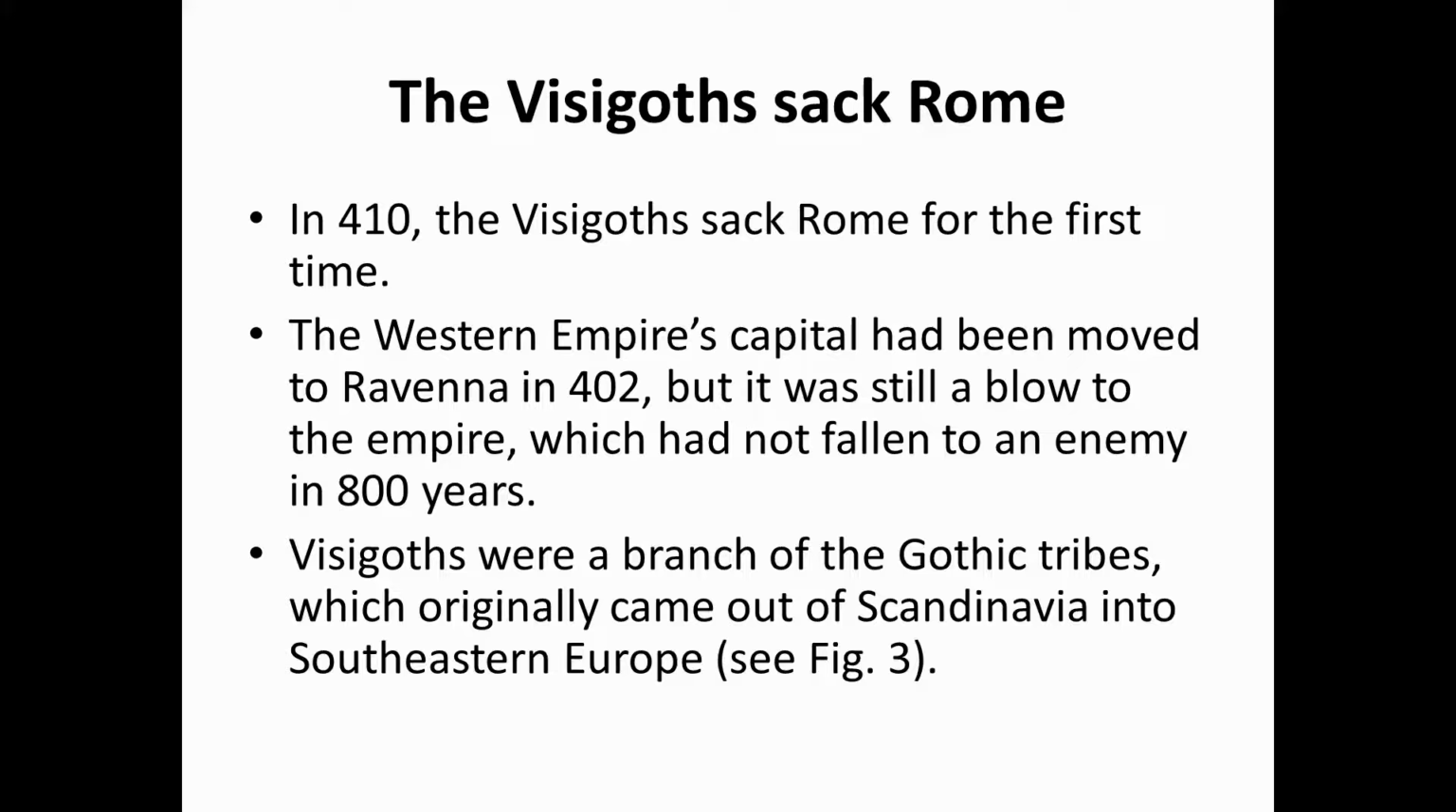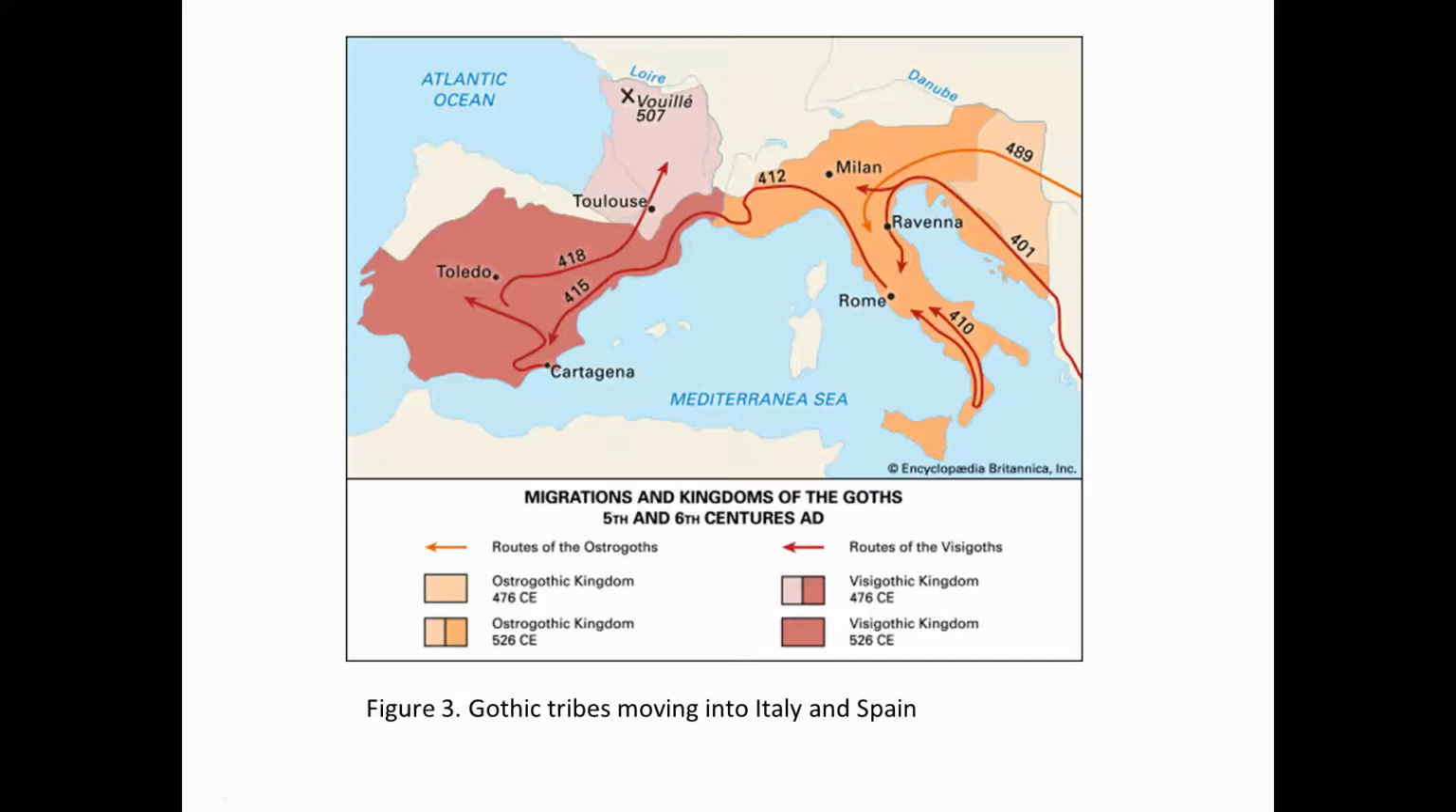In 410, the Visigoths sack Rome for the first time. They were a branch of Gothic tribes, which, as far as we can tell, originally came out of Scandinavia and spread down into southeastern Europe. And again, in figure 3 here, we can see where they spread. Around 410, Rome was no longer the capital, Ravenna was, but still it was quite a crushing blow to think that Rome could be sacked, which had not had any kind of foreign invasions in 800 years, right? But you see that they moved all the way out to Spain and concentrated there. That was where the Visigoths went.